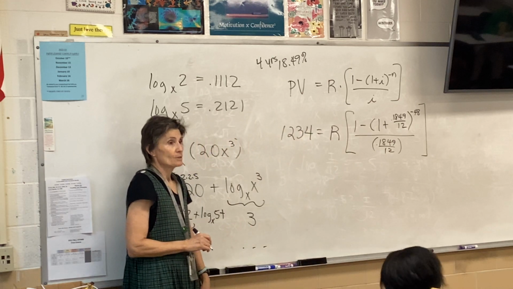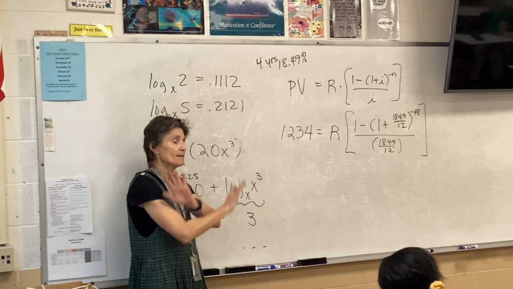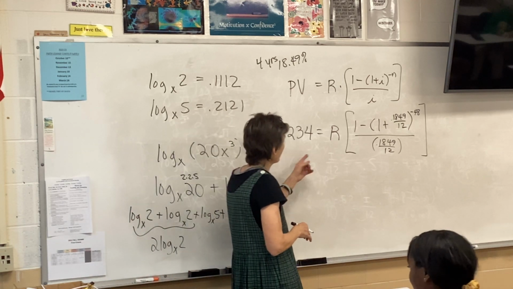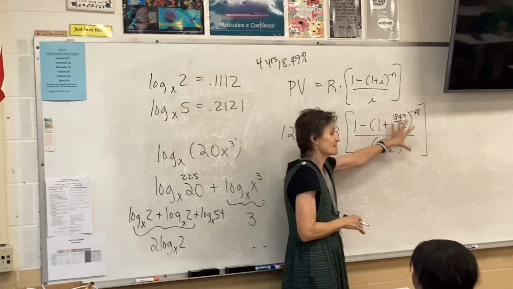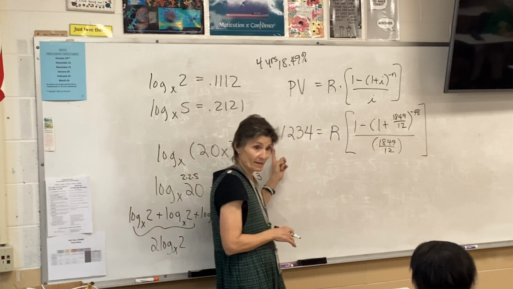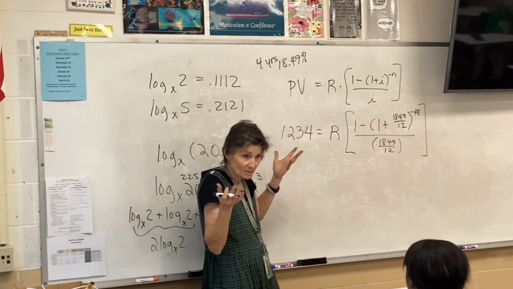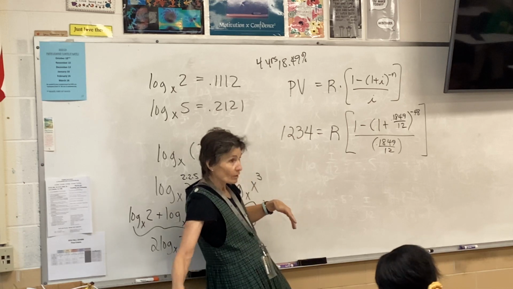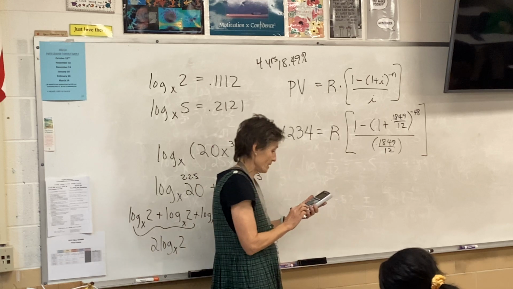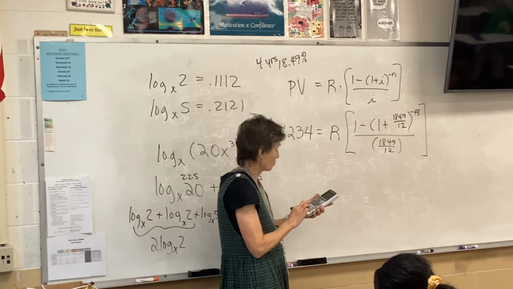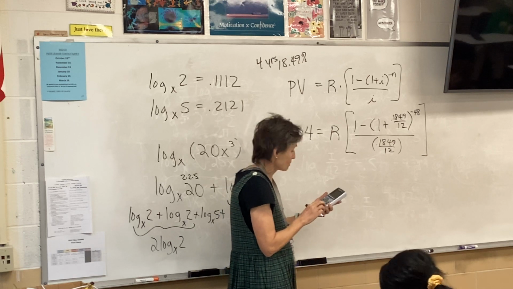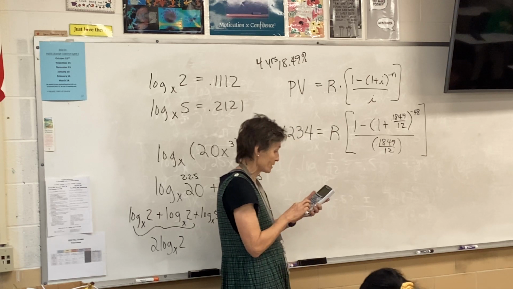Alright? So we're not going to be frightened or intimidated by this, they're just numbers. The idea is 1234 equals something times that. So I'm just going to find this, divide 1234 by it, and that will be my answer. Here we go, I'm going to type that in, and I like to type the numerator first: 1 minus parentheses 1 plus 0.1849 divided by 12, close parentheses, raised to the negative 48, equals.